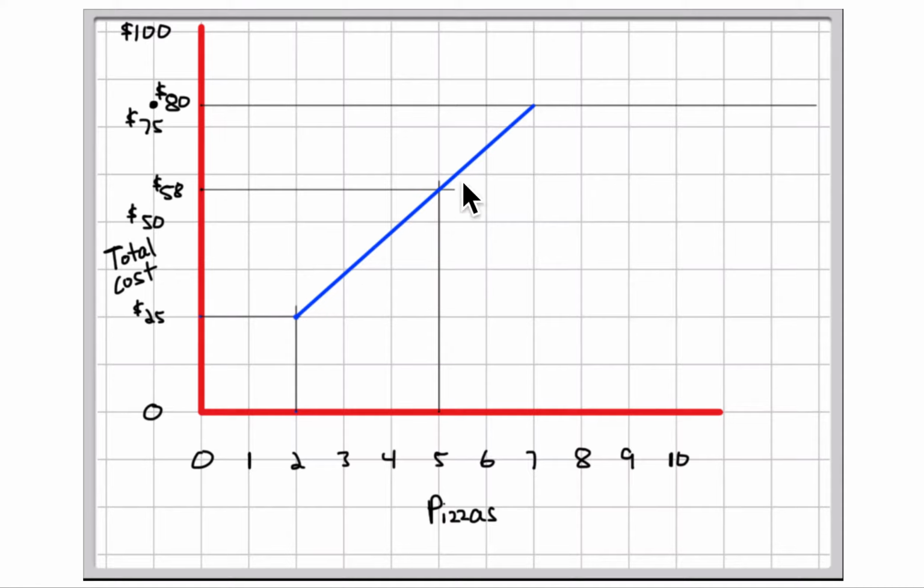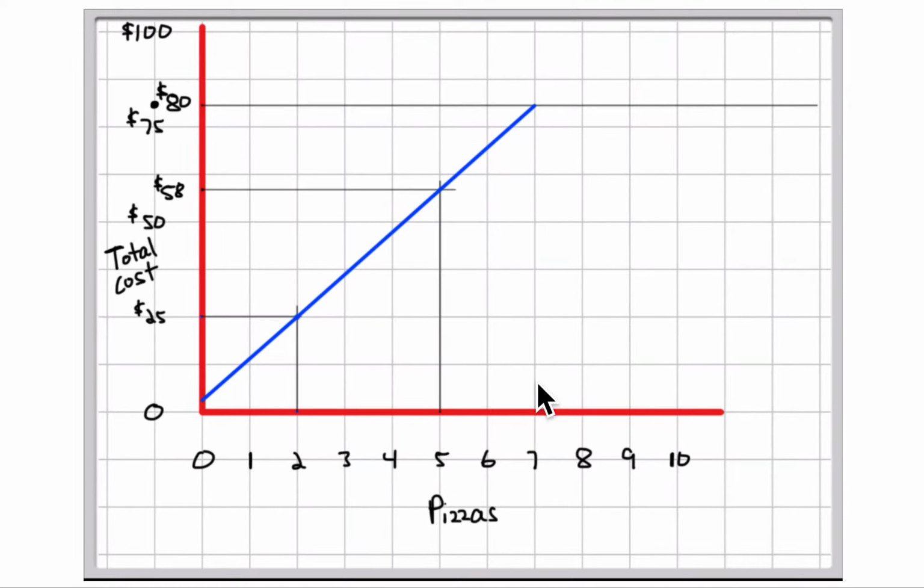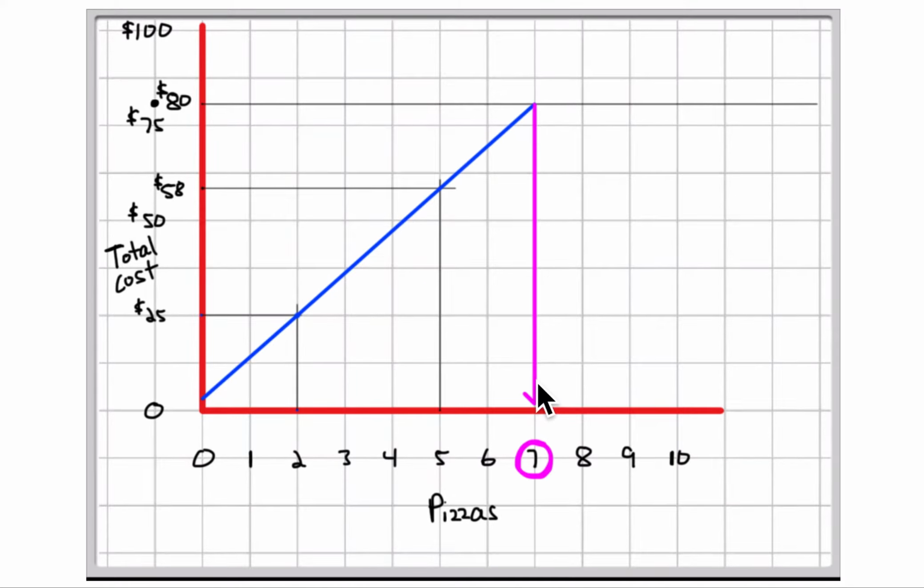And you can even extend this up to this point here, where this line crosses the $80 tells you the number of pizzas. Then you go down to here, and you see that that is 7 pizzas.